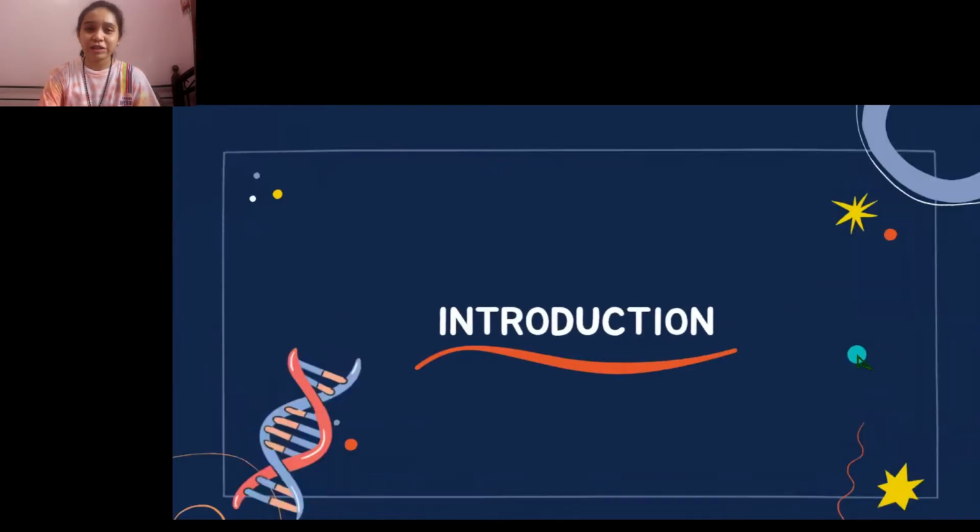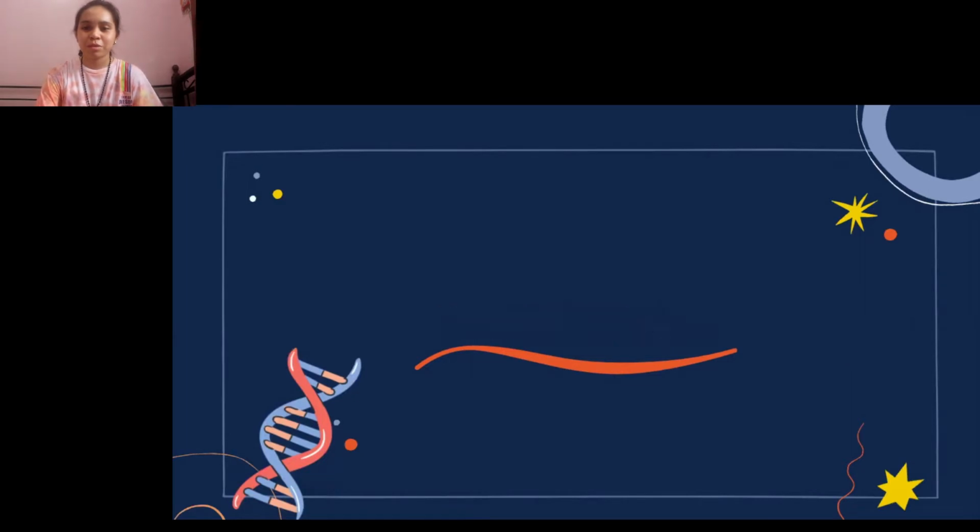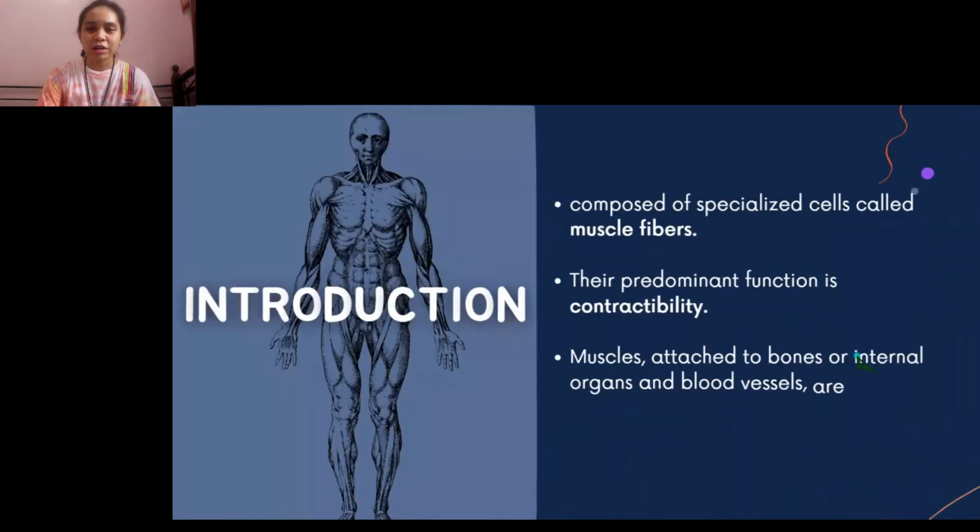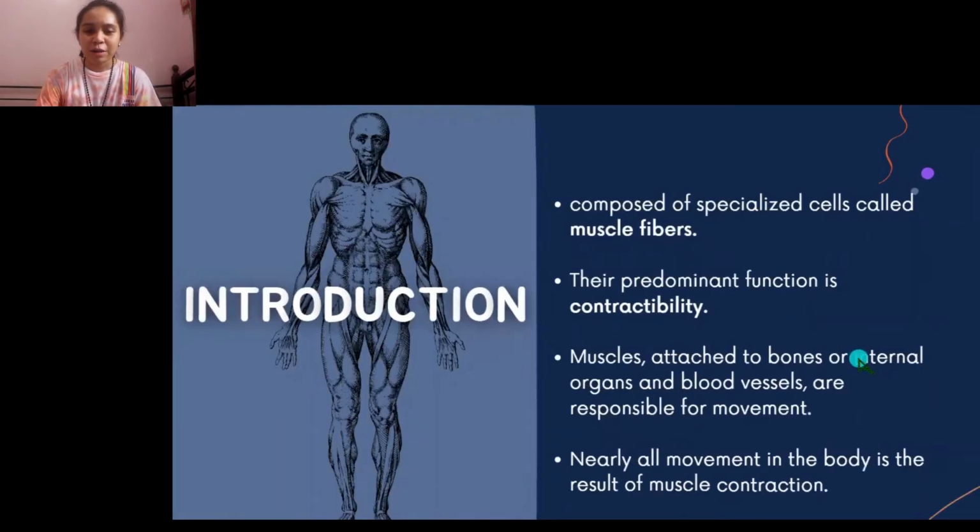We're going through the introduction. Our muscular system is composed of specialized cells called muscle fibers. Their predominant function is contractibility. Muscles attached to bones or internal organs and blood vessels are responsible for movement. Nearly all movement in the body is the result of muscle contraction.